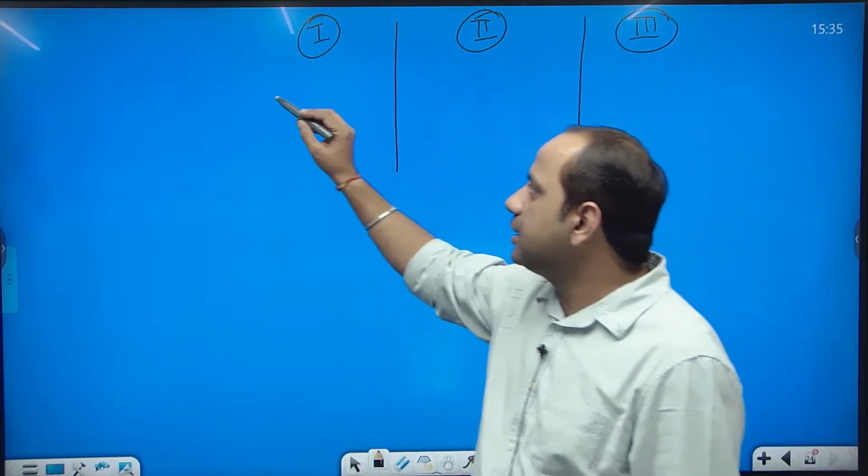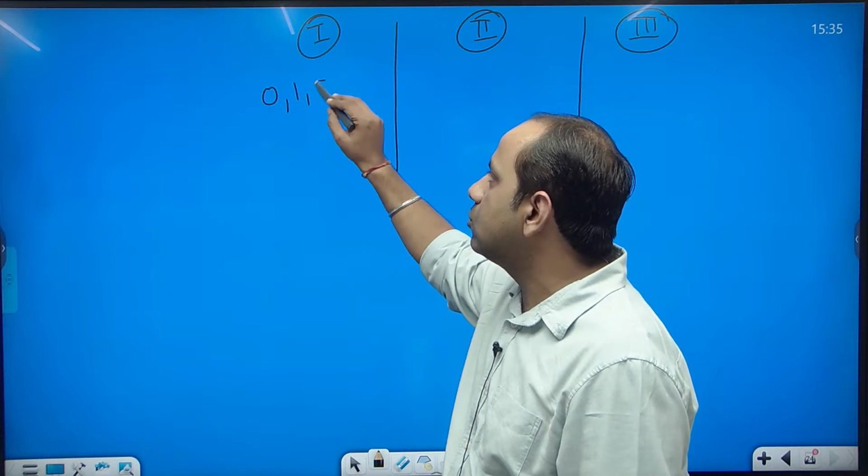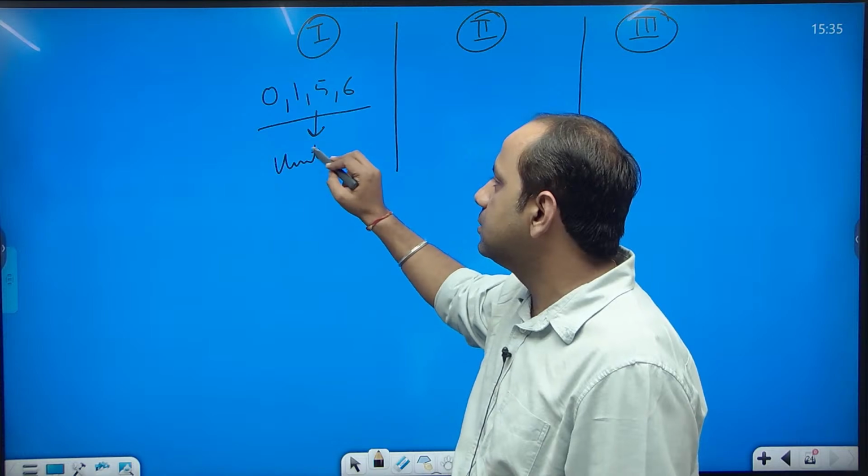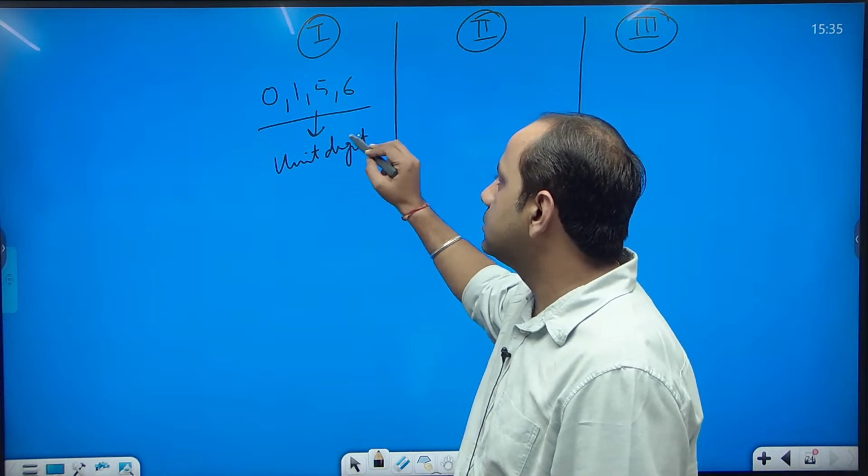So the first category contains numbers ending with 0, 1, 5 and 6. In this case, the unit digit will remain the same.